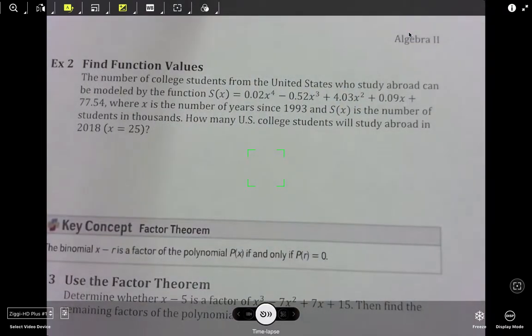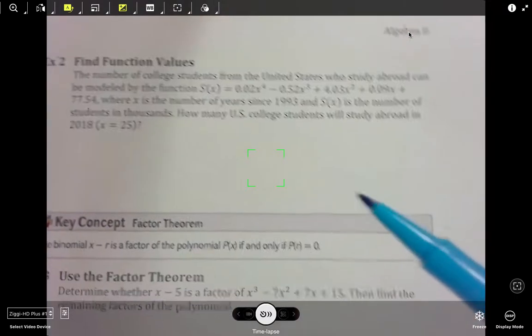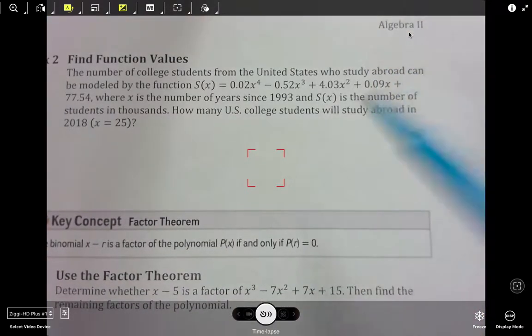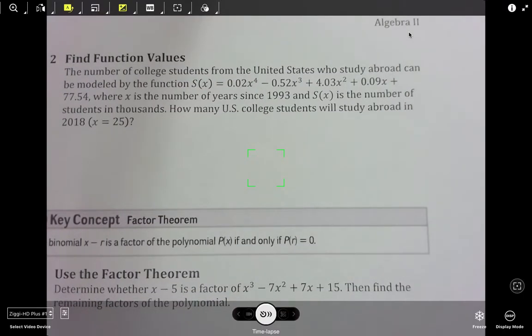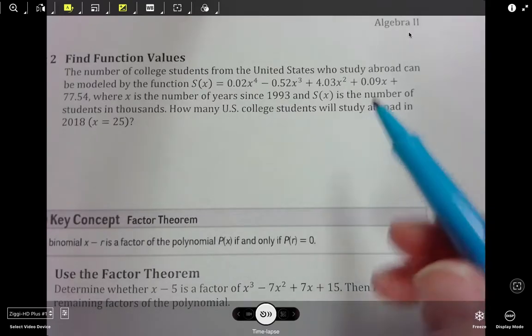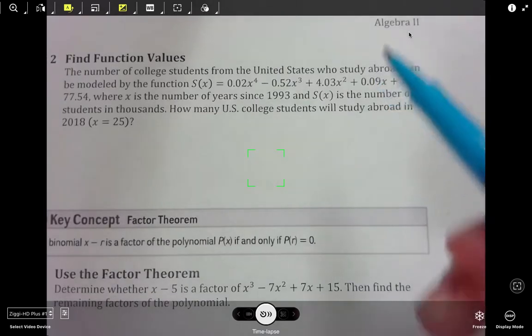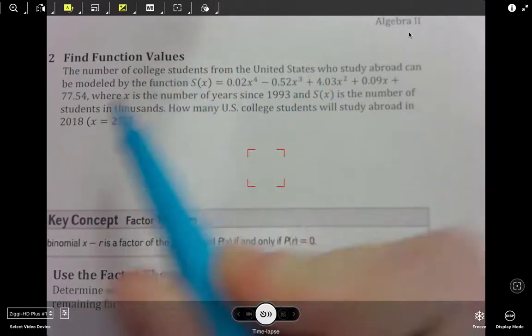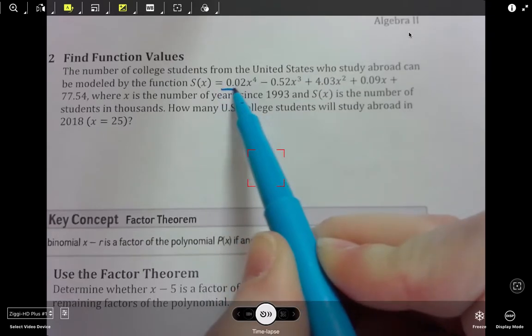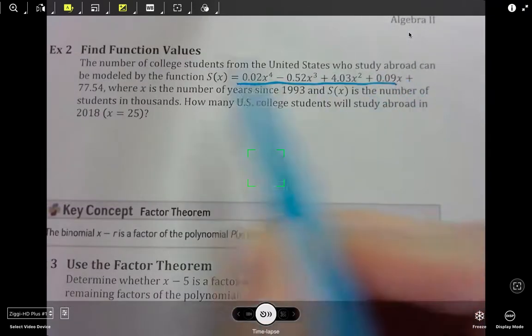They have a story problem here for us. So the number of college students from the United States who study abroad. Studying abroad is like going over. I went over to England for 2 weeks and student taught when I was a senior in college. Most of the time it's for an entire semester. You can go to different countries, wherever you want to go to. Okay, can be modeled by the function, this whole big, long, ugly thing.